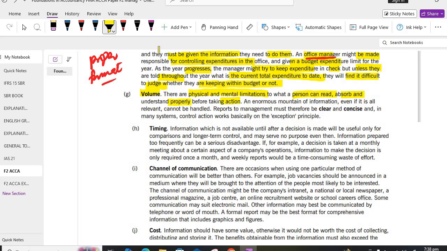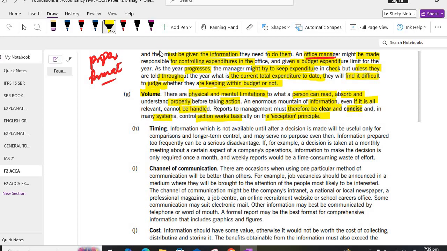So an enormous mountain of information, even if all relevant, cannot be handled. A report to be useful must therefore be clear and concise, and many control systems work basically on the exception principle. And we have discussed this, and I have told you that a one-page executive summary is qualitatively better information than a 50-page detailed report. So the information should be concise and clear.